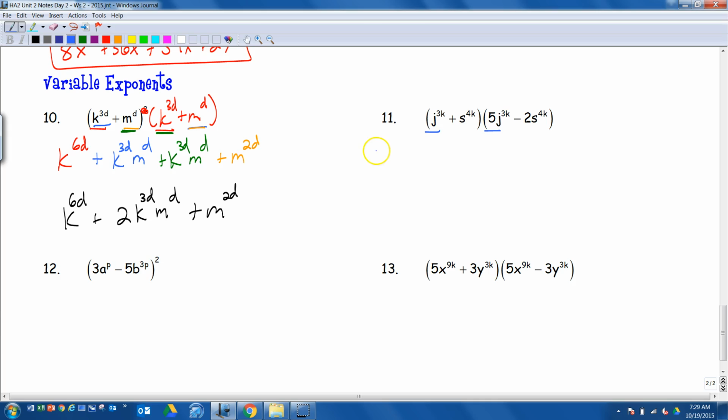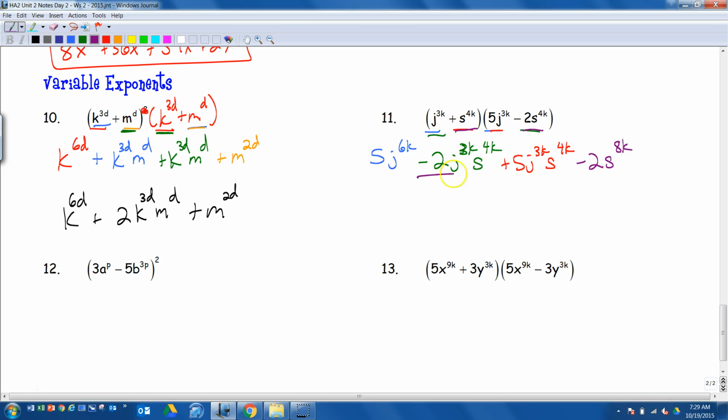These go first, so that's 5, and then when you multiply these variables together, you add the exponents, j to the 6k. Outside is a minus 2, j to the 3k, s to the 4k. The inside is plus 5, j to the 3k, s to the 4k. And finally we end with minus 2, s to the 8k, because you add those exponents.